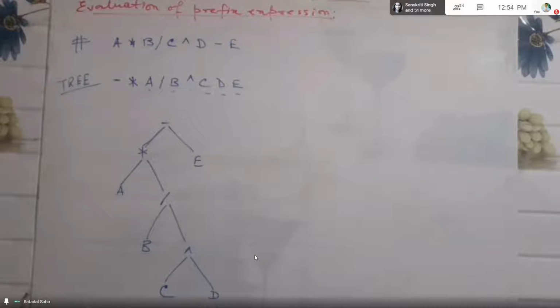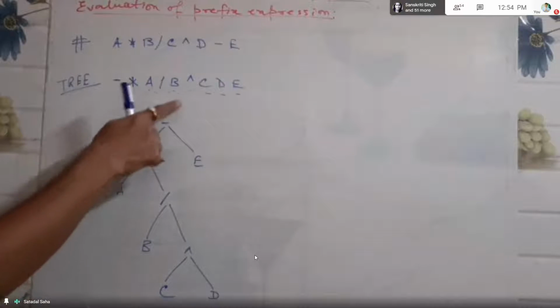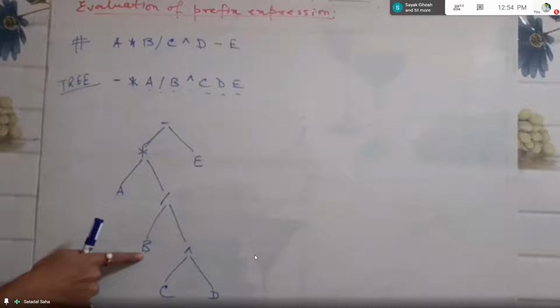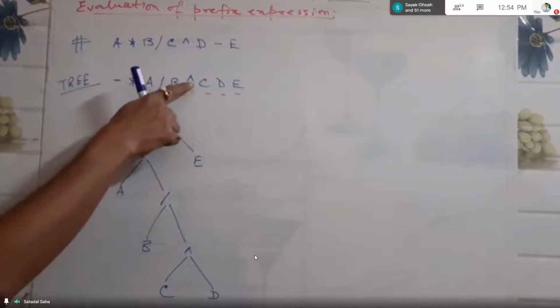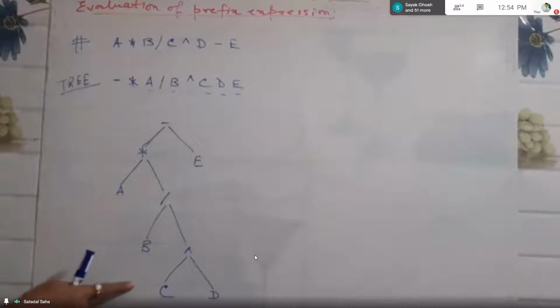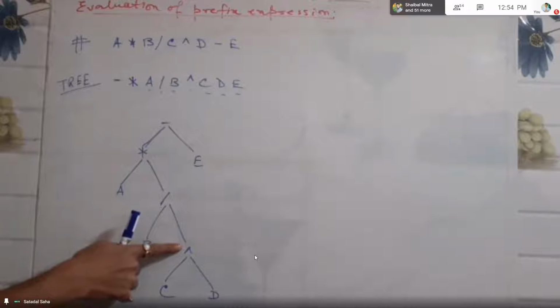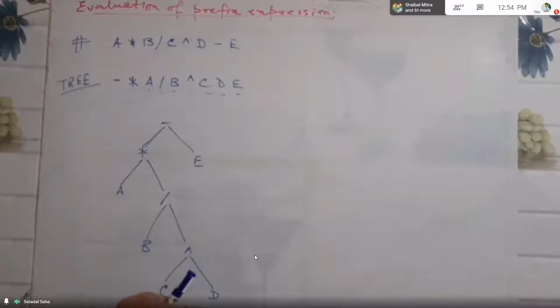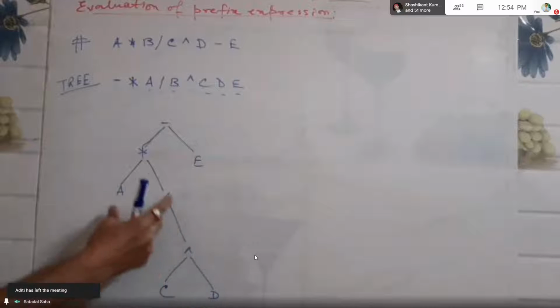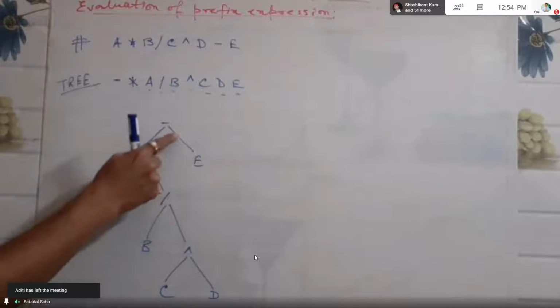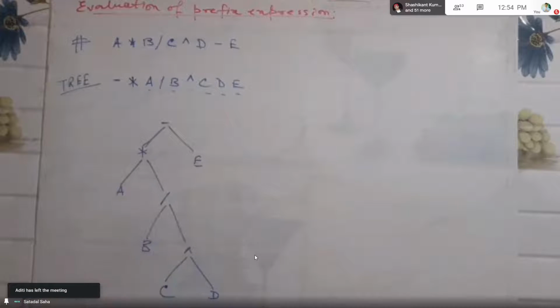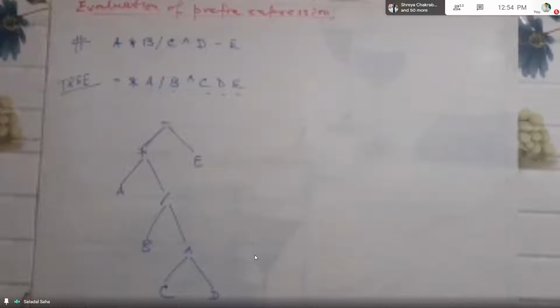And then B. B will be its left. Then this exponent cannot be under B, it will be coming to the right side. Then C and D will be left and right, and remaining E. There is no space in between in this wing, so it will be directly going to the topmost right operand, that is E. So in this way, we can form a binary tree from prefix expression.